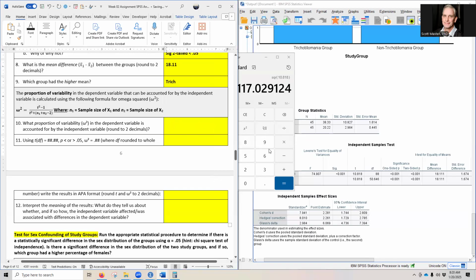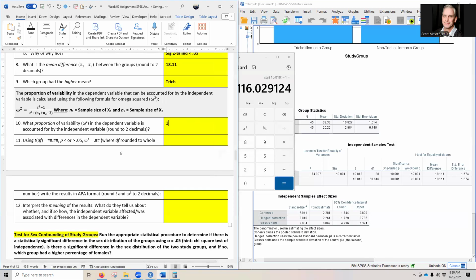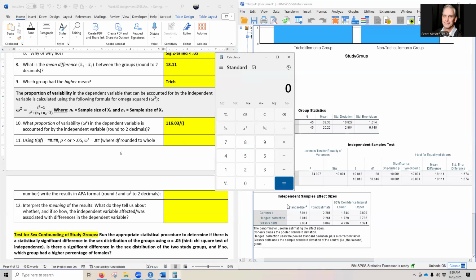Minus, don't forget the minus 1. Minus 1 is 116.03. And that's going to be divided by a bunch of stuff on the bottom, actually. So let's just fill it in. First of all, t squared again on the bottom. So let's go ahead and do t squared again.